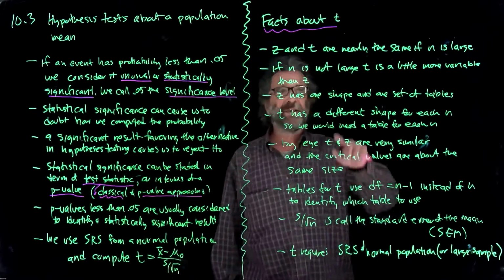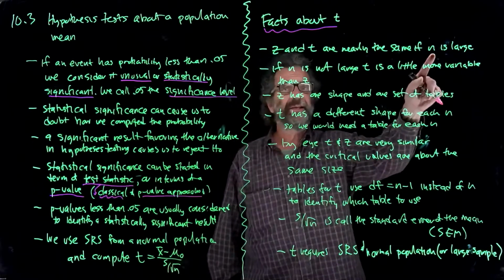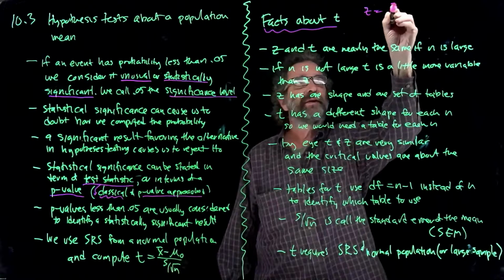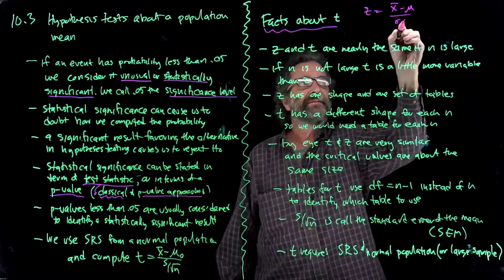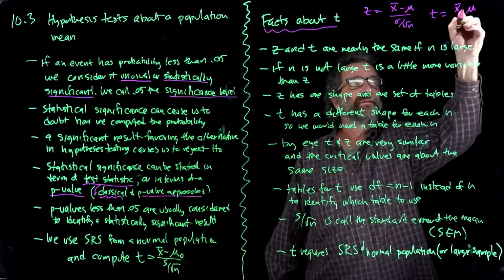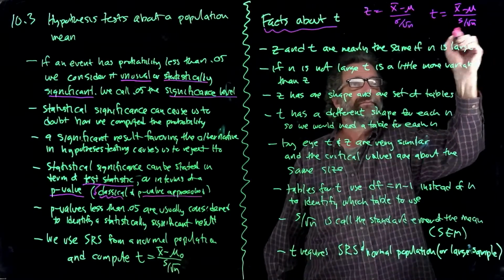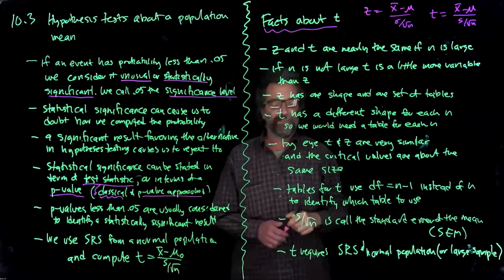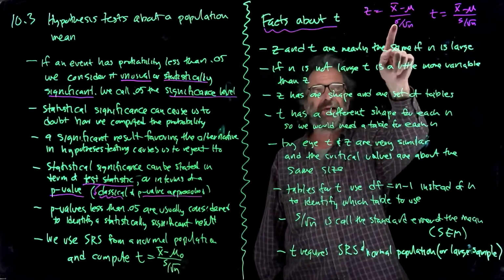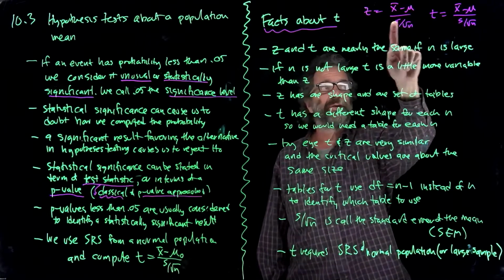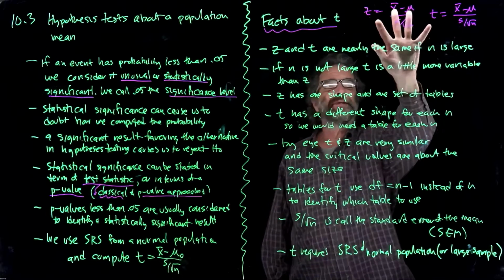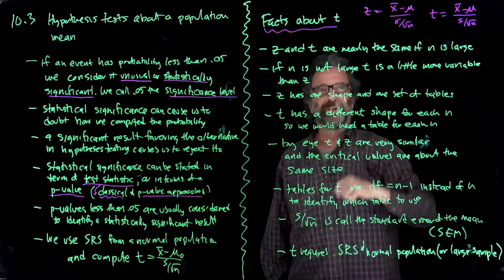So here are the facts. z and t are nearly the same if n is large. So remember, z looks like x bar minus mu over sigma over root n. And t looks like x bar minus mu over s over root n. So we're saying if we sample from a normal population and we compute this quantity where we put the actual value of the standard deviation in, or we compute this quantity where we put the value of the sample standard deviation in, and then we look at the pattern of values you get in those two situations.